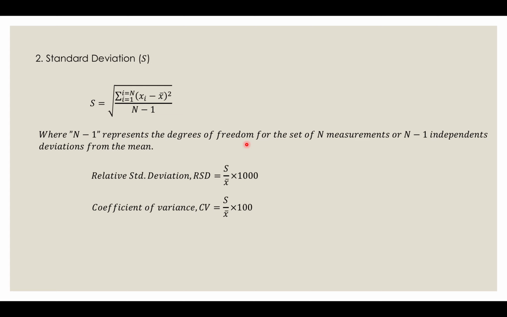After finding the standard deviation, you can also find the relative standard deviation. Again, it is just the division of the standard deviation by the mean. If you multiply by 1000, you get this value as parts per 1000, and if you multiply by 100, you get it as a percentage. Here we denote this by a symbol called relative standard deviation, shortly represented as RSD. And the relative standard deviation expressed in percentage is called the coefficient of variance, which is represented by CV.